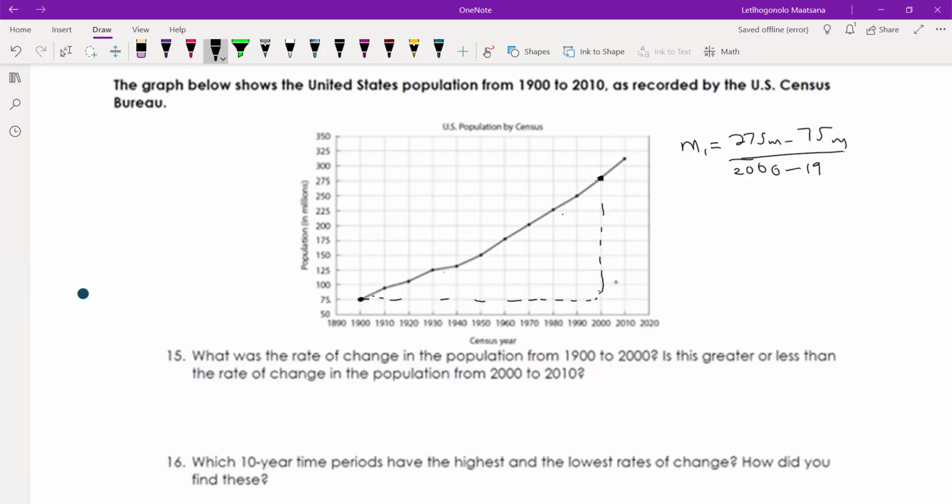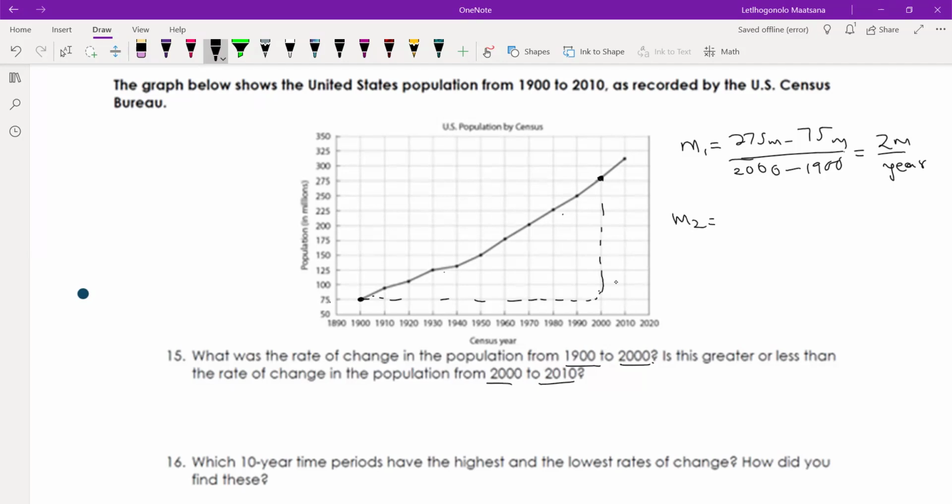and 1900. Let's plug that into the calculator. And that's going to give us 2 million per year. So the population increased by 2 million per year between 1900 and 2000. Let's look at the difference between 2000 and 2010.